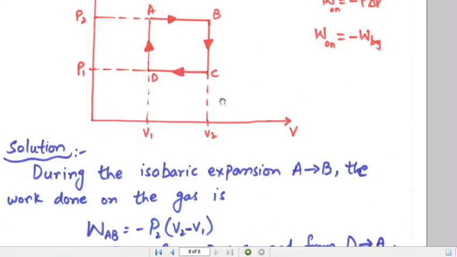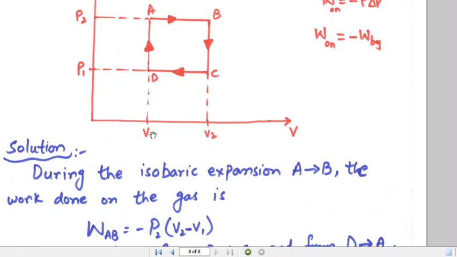Now, B to C and D to A are two processes happening at constant volume. Since there is no change in volume, and whenever there is no change in volume the work done is zero, there is no work done along B to C and D to A.